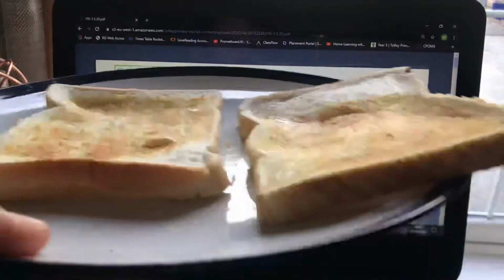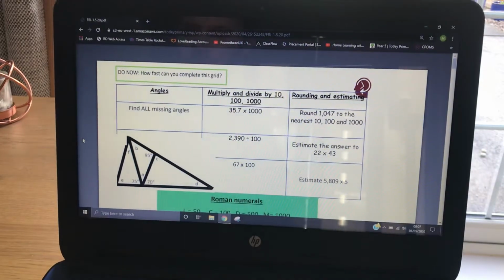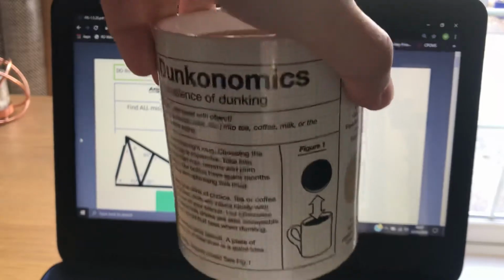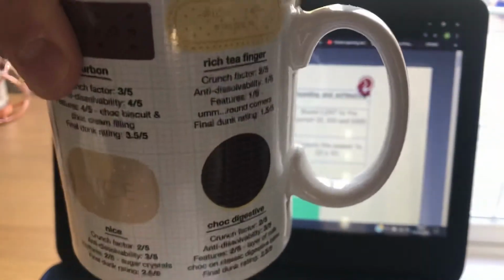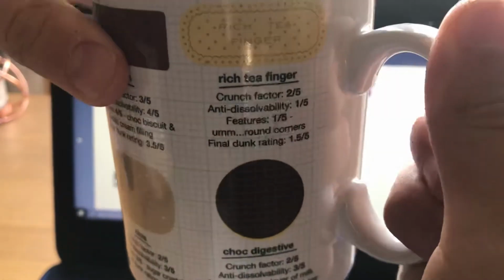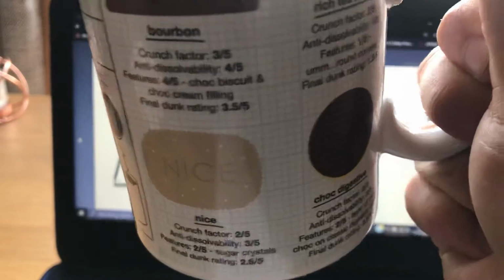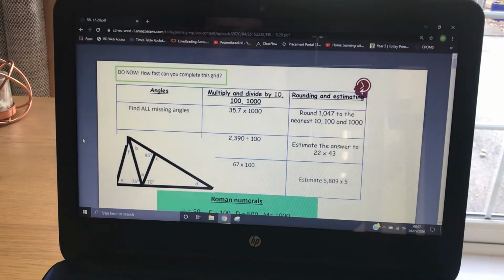I have my toast ready for this morning's breakfast, and I have my cup of tea as usual. I don't know if I showed you this mug. This is a Dunkonomics, so it's all the statistics of biscuits. So it tells you crunch factor, anti-dissolvability, features. Very good, very good. It's a good mug.